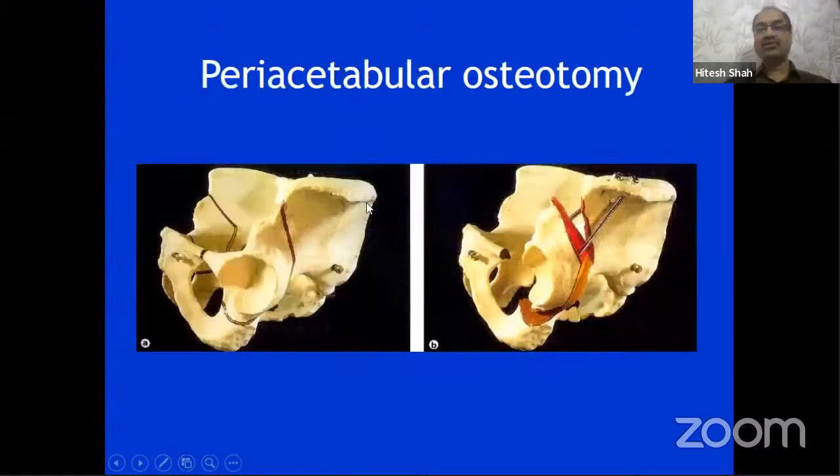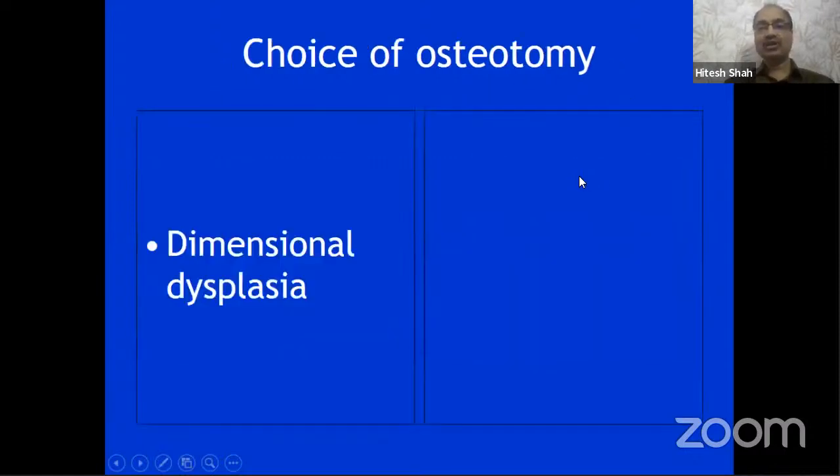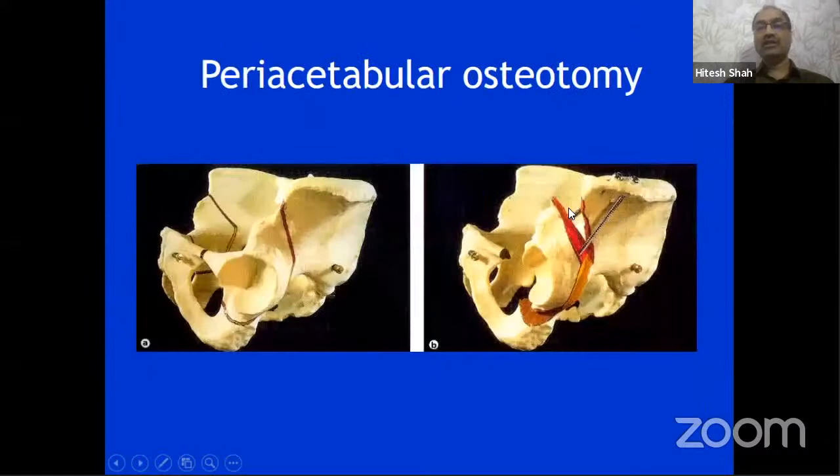And the third osteotomy is the Bernese osteotomy, recently developed by Professor Ganz, and we need to cut. It's a combination of five osteotomies: the ischium, ilium, posterior column, and the most important is the posterior cut joining the second cut and the third cut.